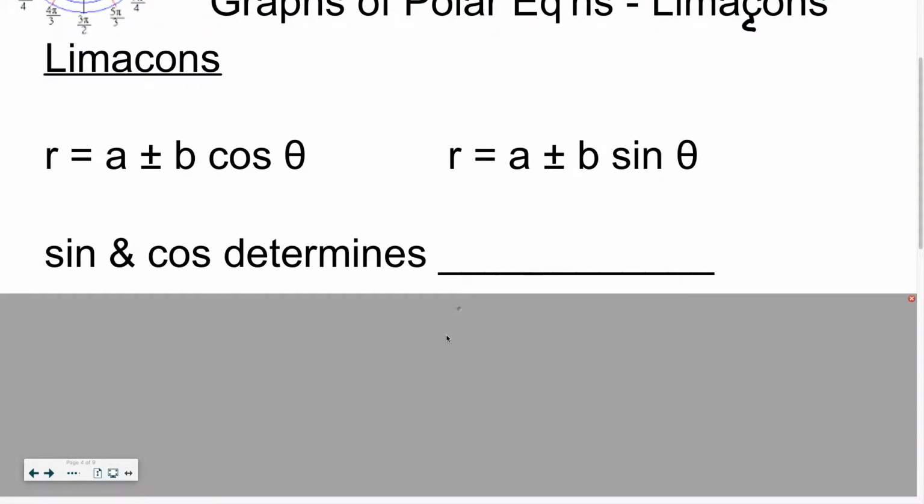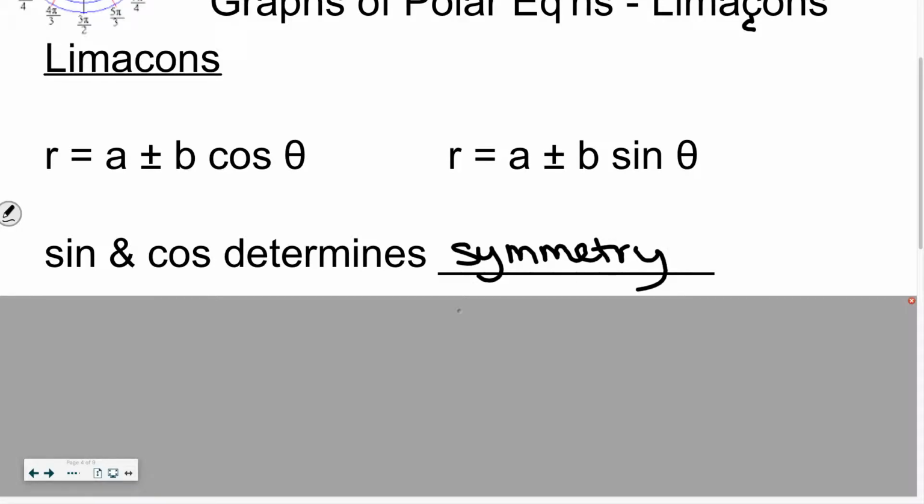Okay, here are some things to note. Whether it's a cosine theta or a sine theta limaçon is going to determine symmetry. And this is actually true from yesterday as well. We noted it for each of the circles and for each of the rose curves. If it was a cosine circle or a cosine rose curve, it had horizontal symmetry. The same is true for the limaçon. If it has a cosine limaçon, it has horizontal symmetry.